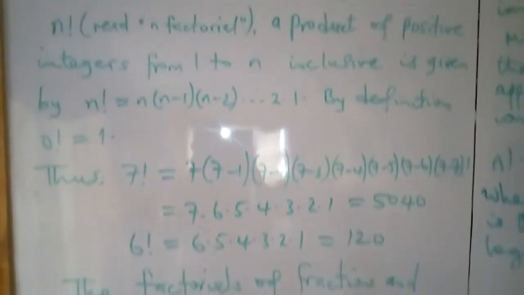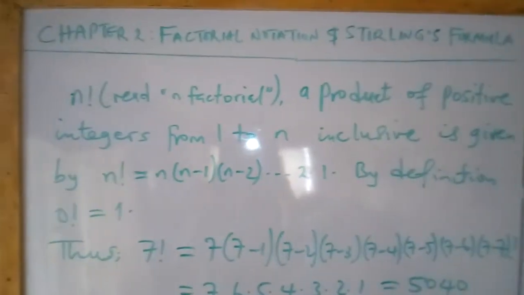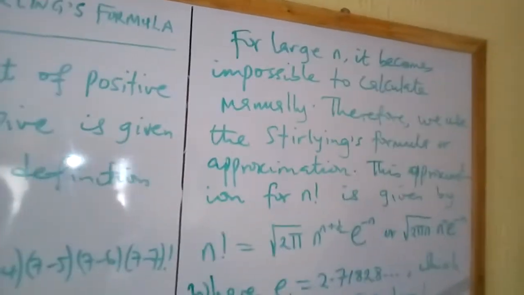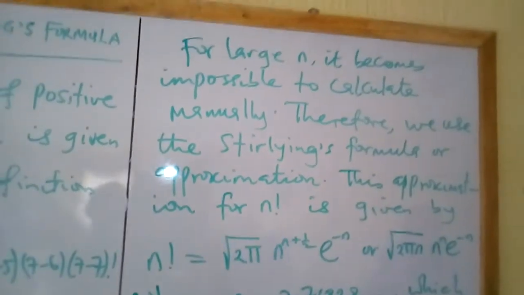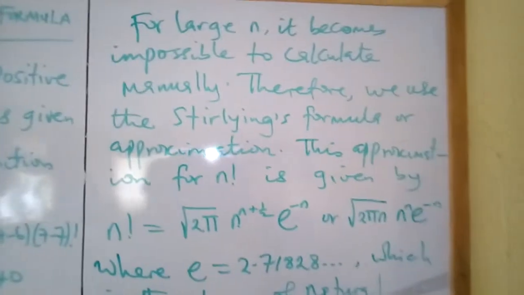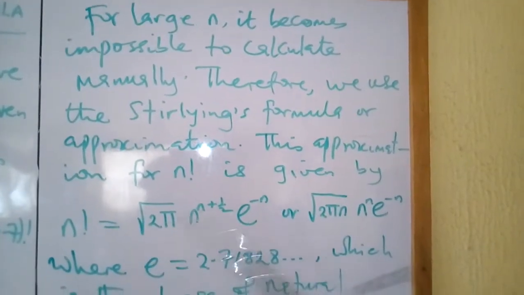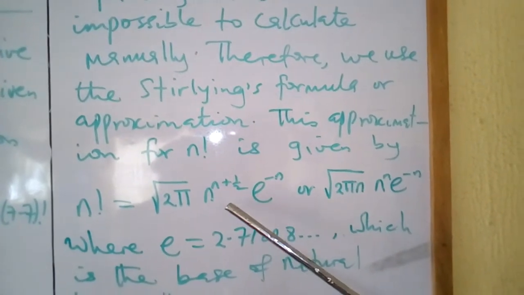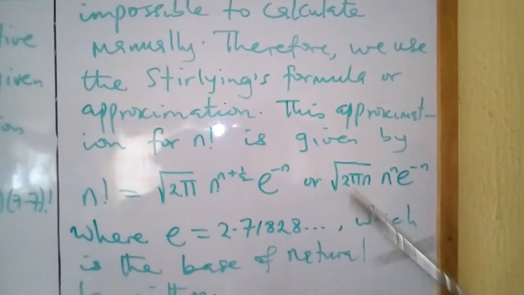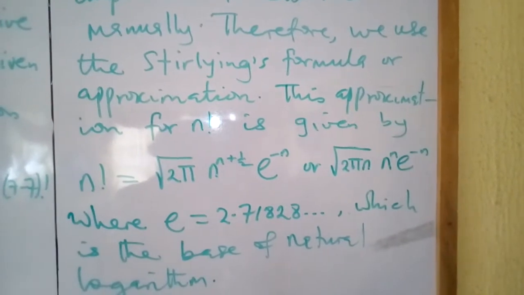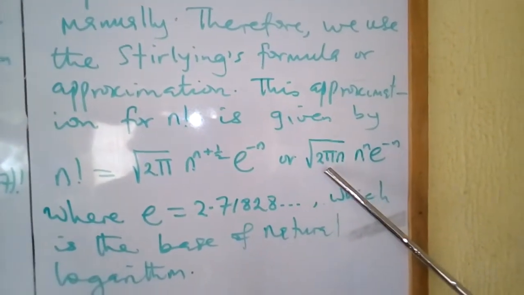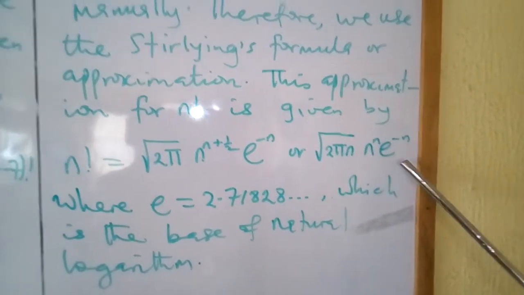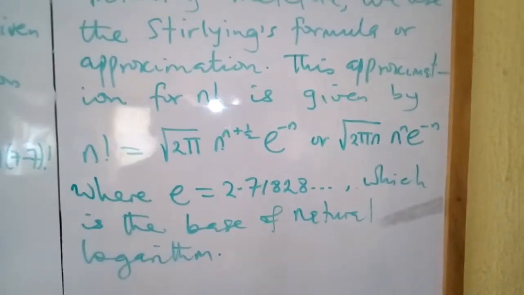That approximating formula is called Stirling's formula or Stirling's approximation. This approximation for n factorial is given as: n factorial equals root 2 pi times n raised to n plus half times e raised to minus n. Or you can write root of 2 pi n times n raised to n times e raised to minus n.